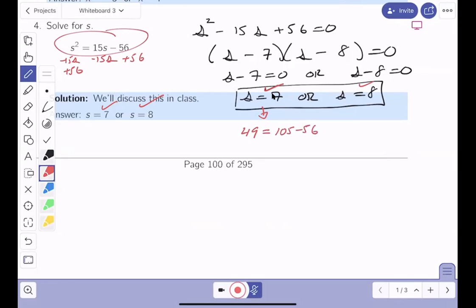Minus 56. Let's see, 49. This worked out beautifully. All right, let's try the other one. Again, you need to be able to do arithmetic, of course. 8 squared is 64.